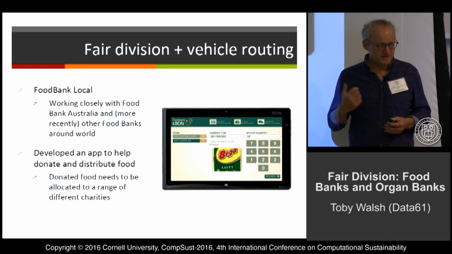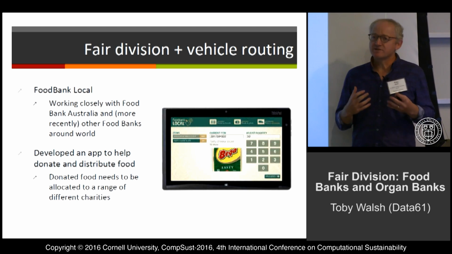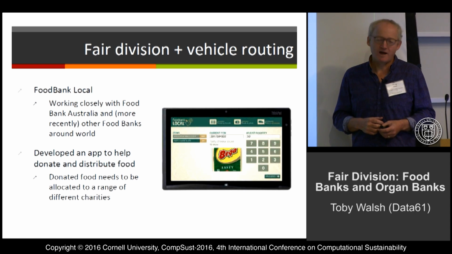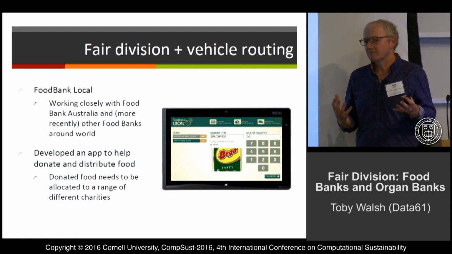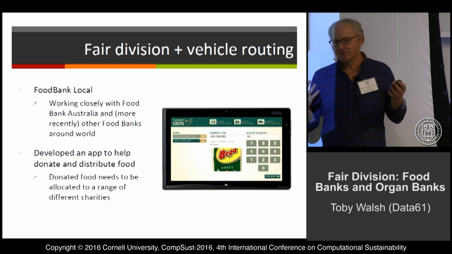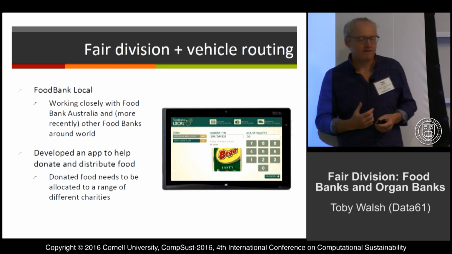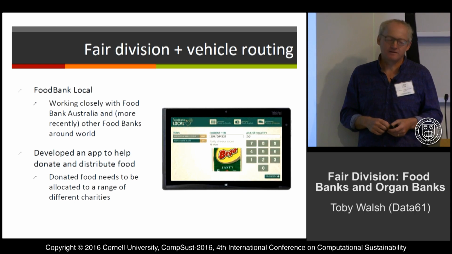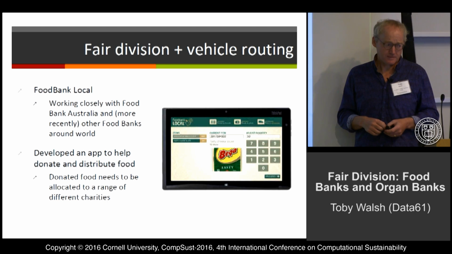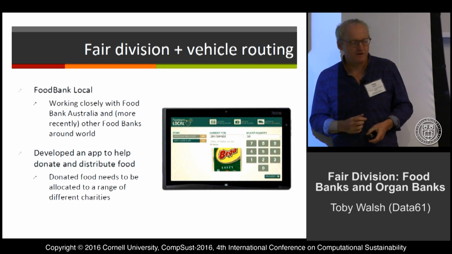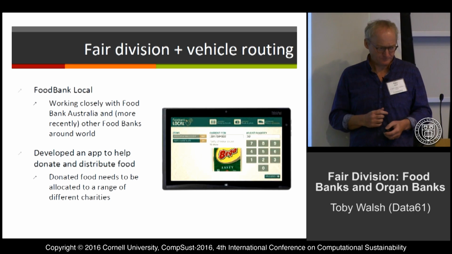And as the title of this slide suggests, this app also solves another problem, which they were solving by a piece of paper beforehand, which is the vehicle routing problem. They've only got a small number of trucks and they've got to drive round during the course of the day and get the food to the different charities. And of course they want to limit the amount of distance they travel and maximize the service that they can provide. So behind the scenes, we're solving this fair division problem, which induces a vehicle routing problem, which we're also helping them solve with our vehicle routing solver.